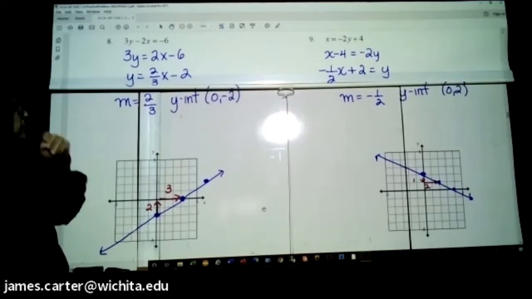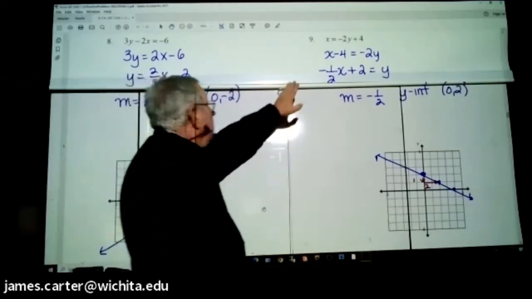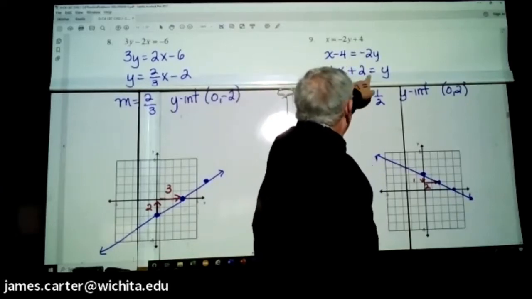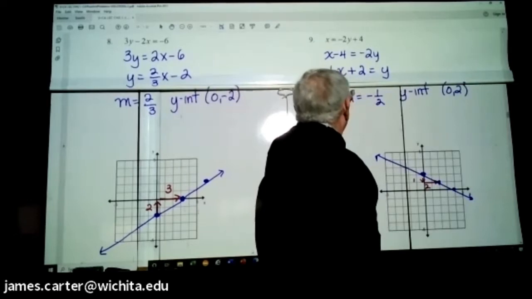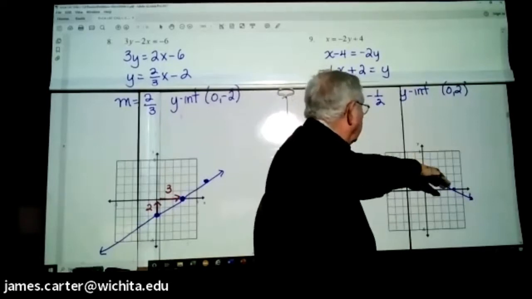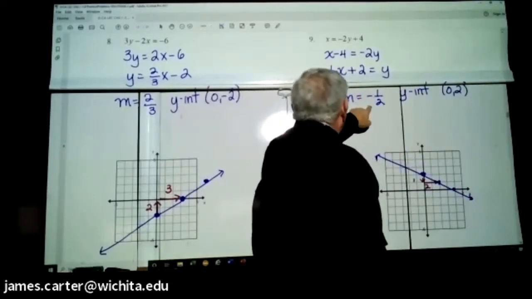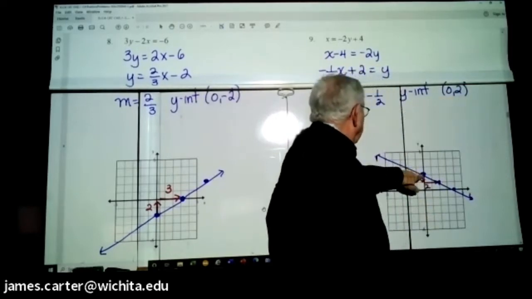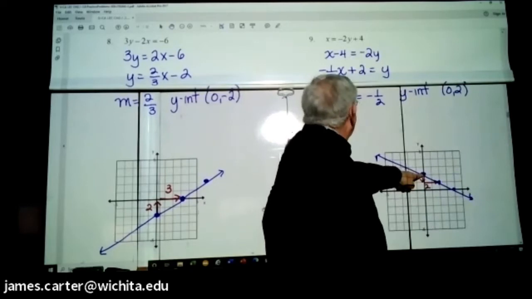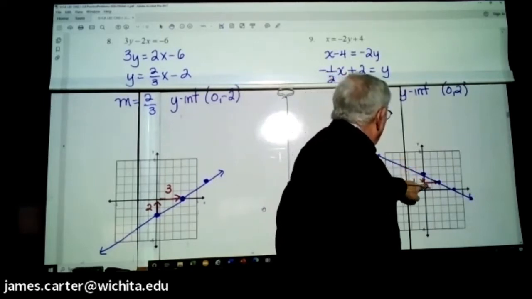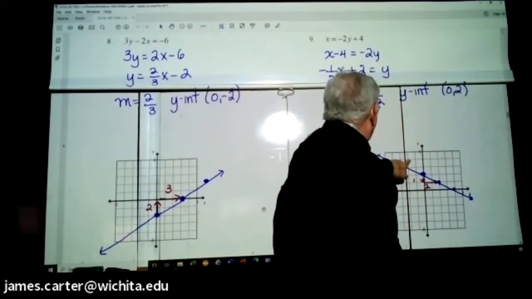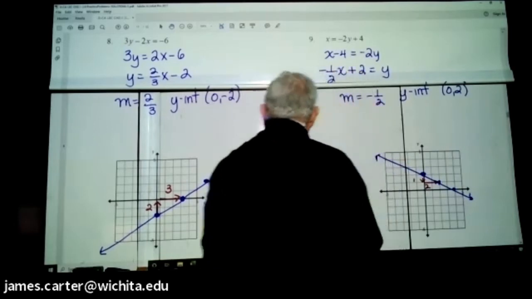For this one, we're going to have a negative slope, because y equals negative 1/2 x plus 2. Anytime we've got the negative in front of the x, it's going to go downhill. So our slope is negative 1/2. Our y-intercept is positive 2, so we go up to positive 2 for the y value. And then we go down 1, right 2, or up 1, left 2, and so on.